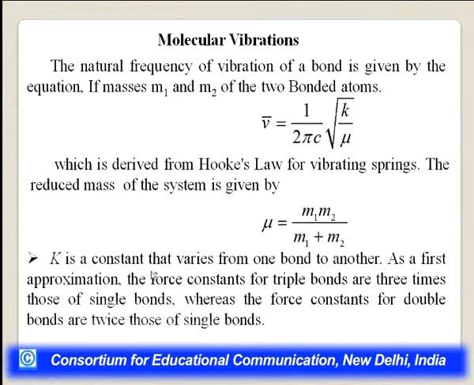That is, if it is K for a single bond, then for a double bond it will be double that of the first bond. As a first approximation, force constants for triple bonds are 3 times those of single bonds, whereas force constants for double bonds are twice those of single bonds. So as the bond order increases to double or triple, the K value also increases. Two things should be noticeable immediately.